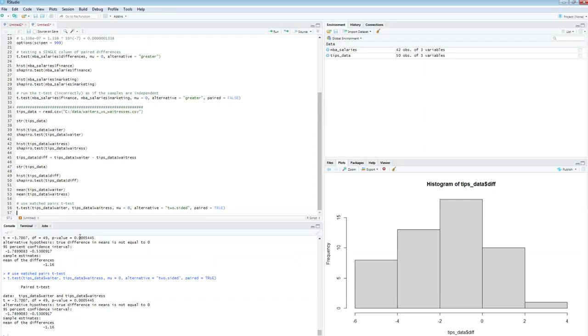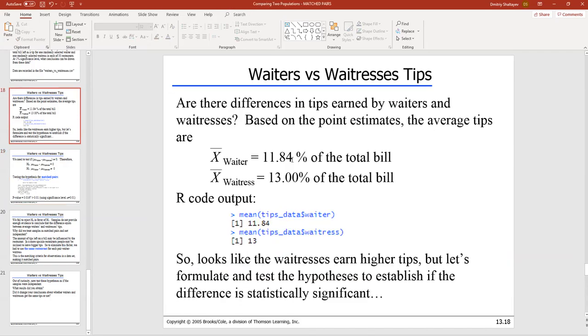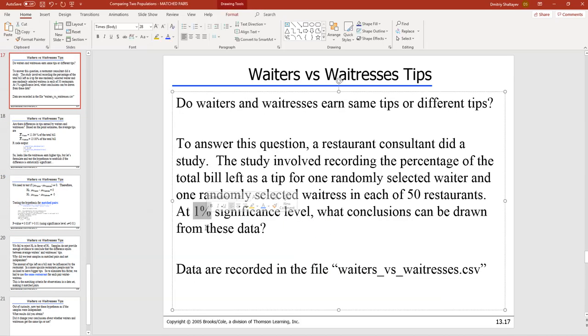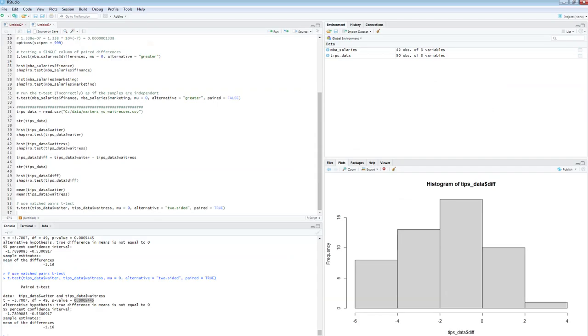All right, so this is my p-value right here. Okay, so paired is true. These are matched pairs, and my p-value is small, as you can see. So what do I do? And I have to use what significance level? I forgot. Is it 1%? Yeah, at 1% significance level. But the p-value is really small. It's less than 1%, 0.0005, less than 0.001. So what do we do?